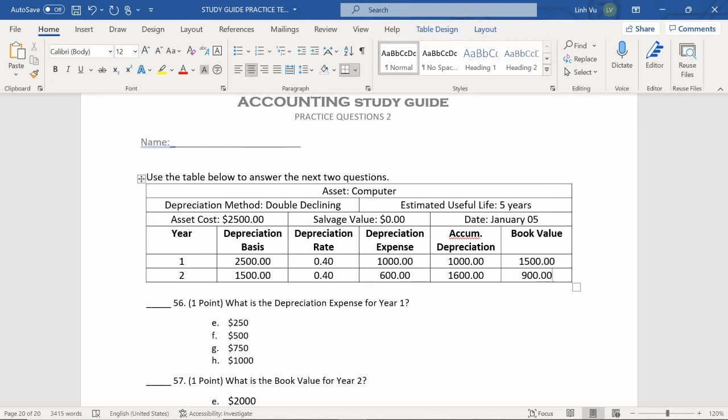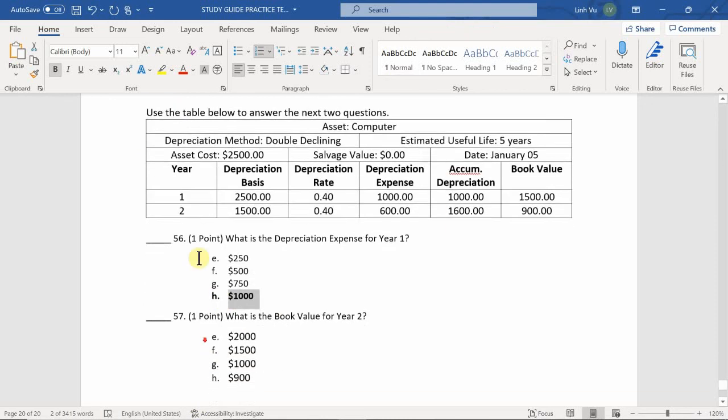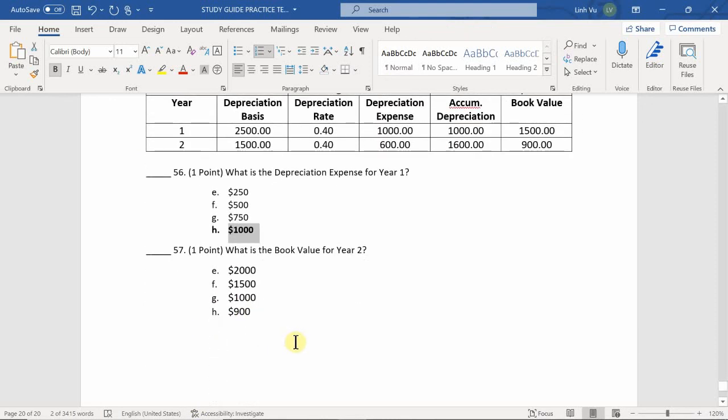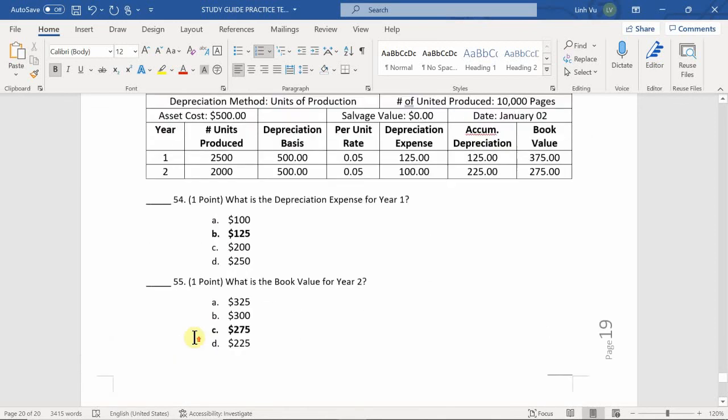What is the depreciation expense for year one? 1,000, H. All right, that's supposed to be D, but that's okay. And then last but not least, what is the book value for year two? 900, another H. Okay, so yes. Hey, good job. So this is everything.